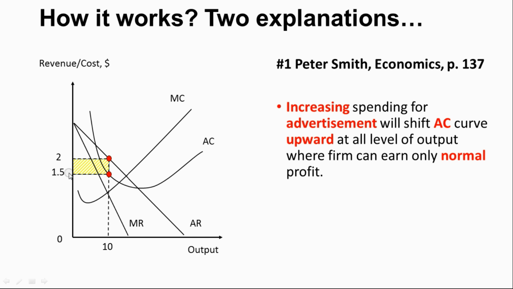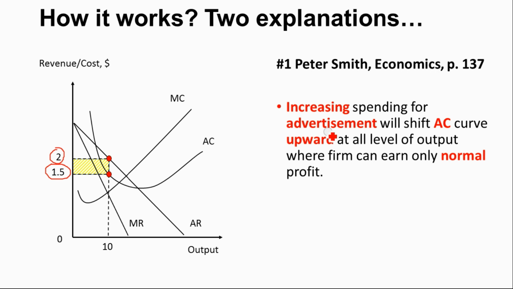Let's see. We have, for example, the average cost curve below the average revenue curve. Average revenue curve here is above. Then we have supernormal profit. You are charging $2, but your cost is 1.5. You can enjoy your supernormal profit.